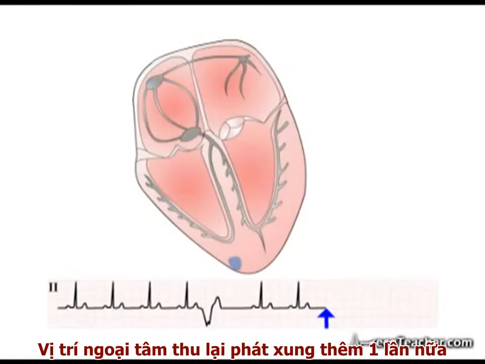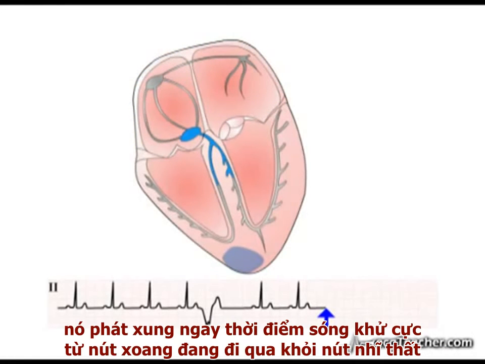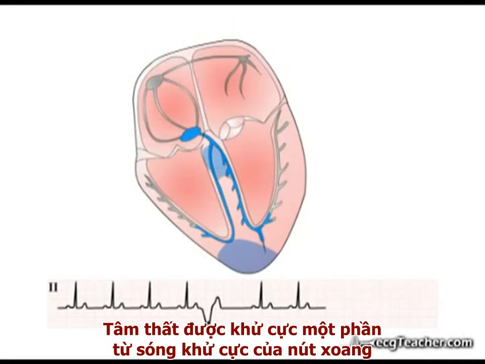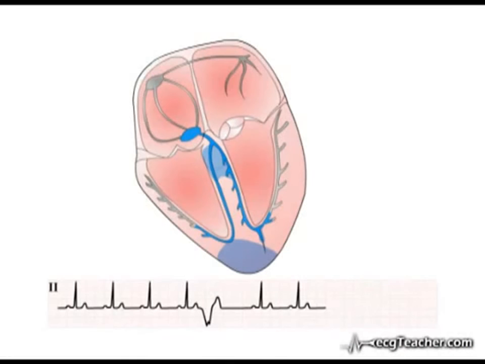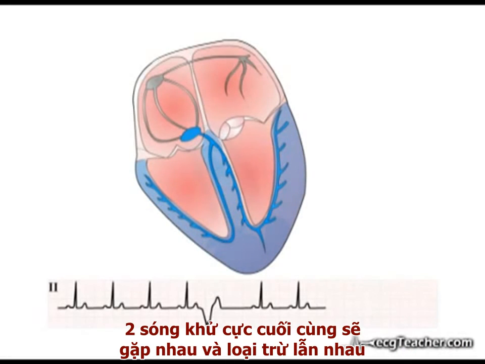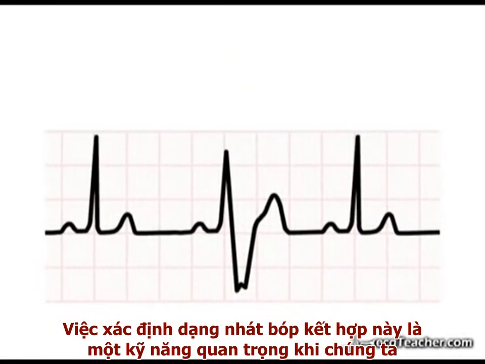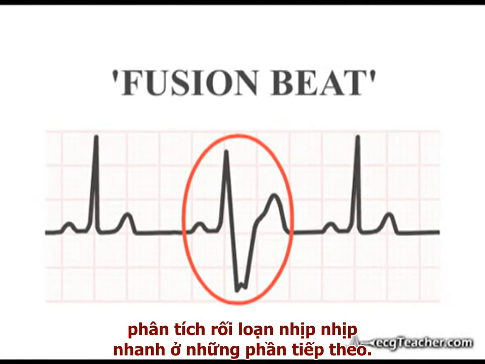Sometime later, the ectopic focus has fired again, but on this occasion, just as a sinus discharge is traversing the AV node. The ventricles are partially depolarized by the sinus discharge and partially by the ectopic wave. Eventually, the two ventricular depolarization waves meet and cancel each other out. The QRS fusion complex generated will demonstrate features of both contributing QRS complexes. Identification of this type of fusion beat will be a crucial skill when we go on to analyze tachyarrhythmias.